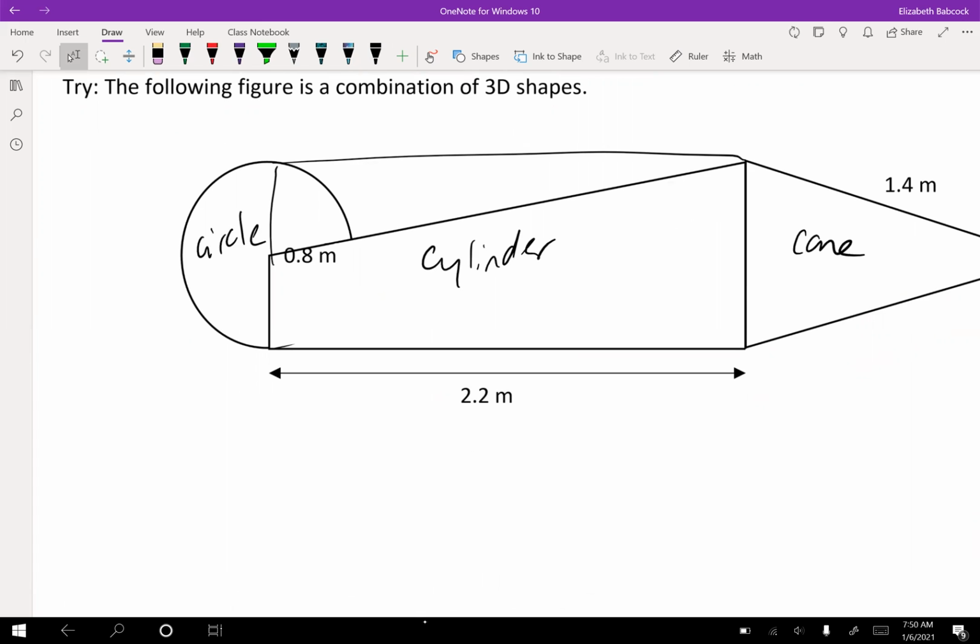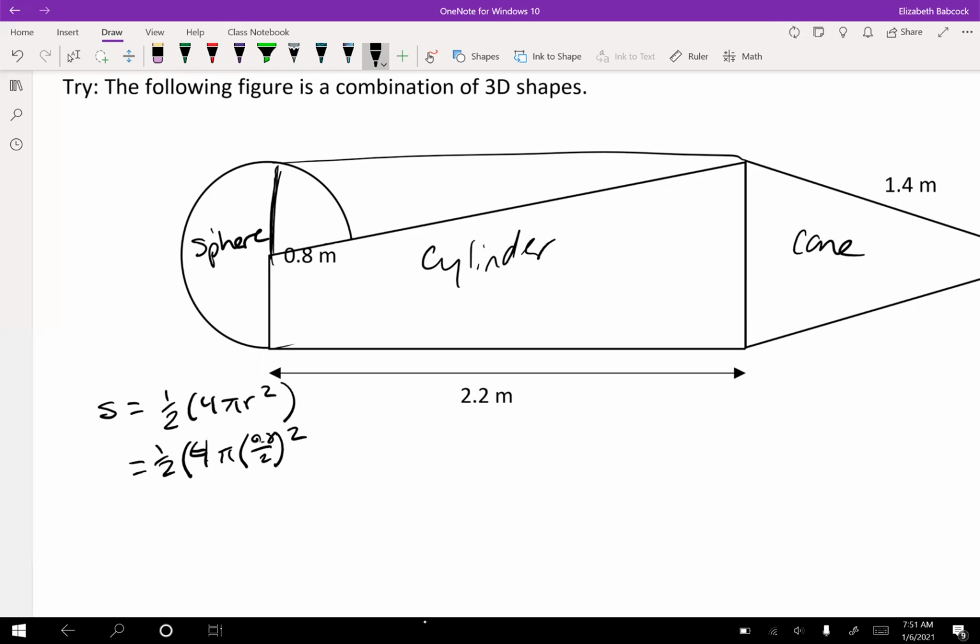But this should be a complete cylinder, a cone, and a sphere, not a circle, sorry. Remember our formula for a sphere is one half because only half of it is exposed. 4 pi r squared: one half times 4 pi times 0.8 over 2 squared.